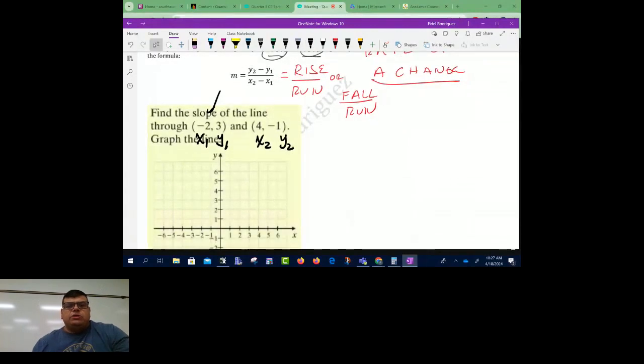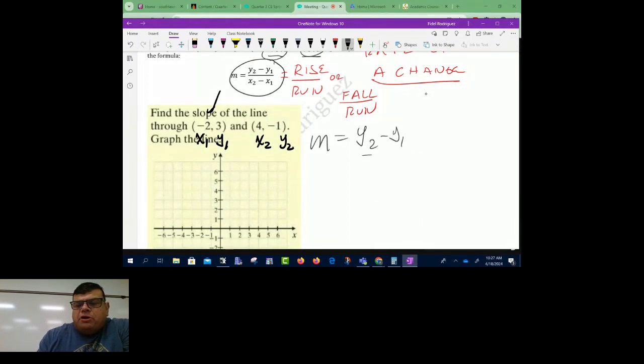What we're going to do is use the formula right here to find the slope of our line. So I'm going to write down this formula, and I'm going to start plugging my numbers in.